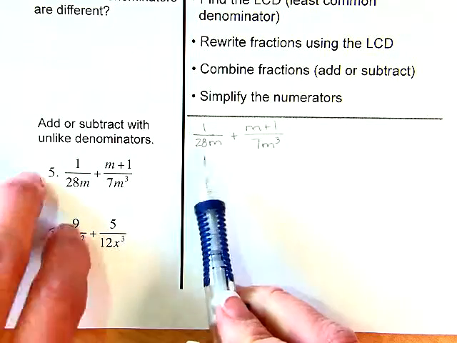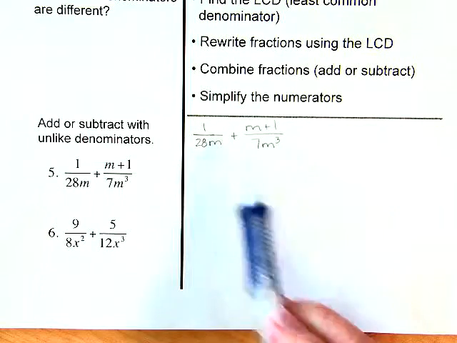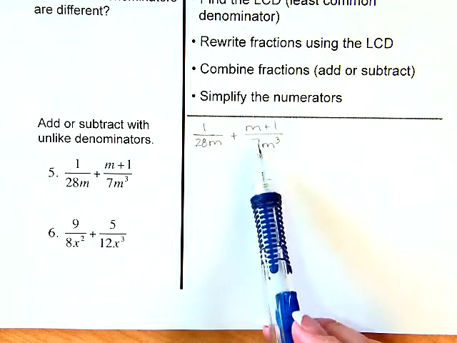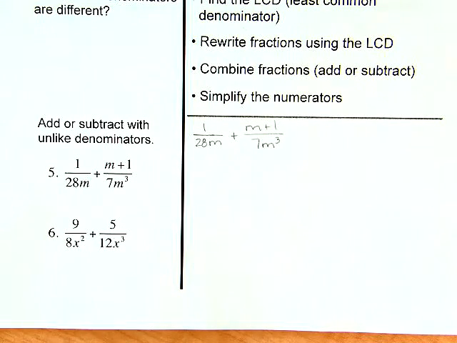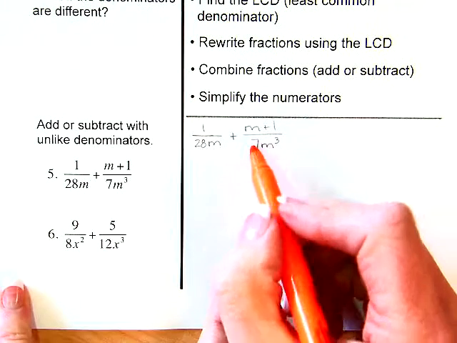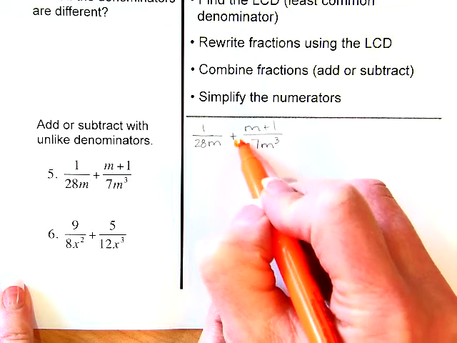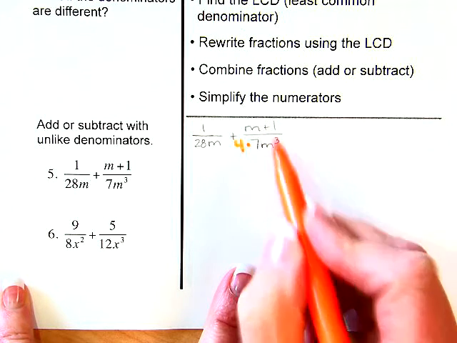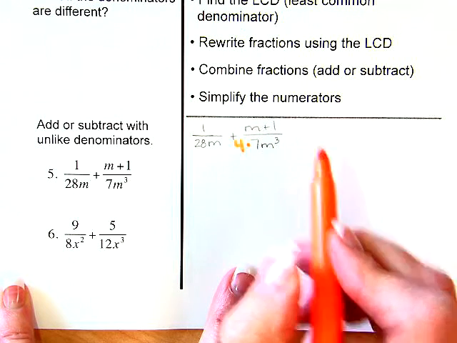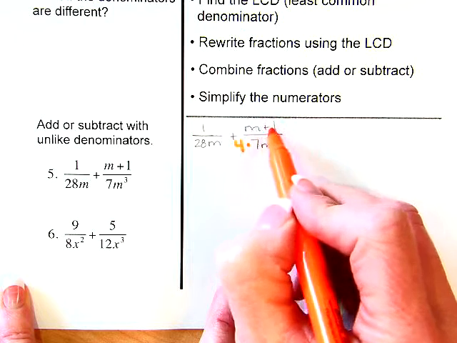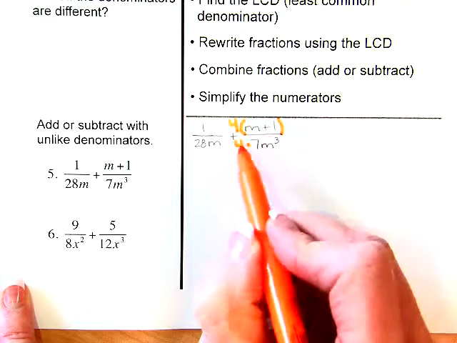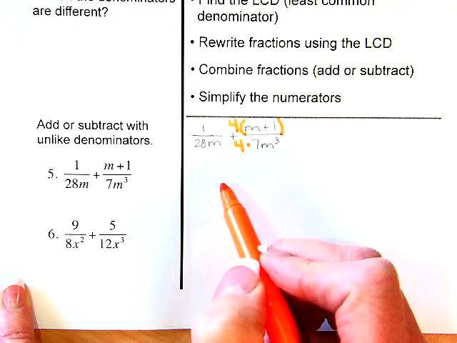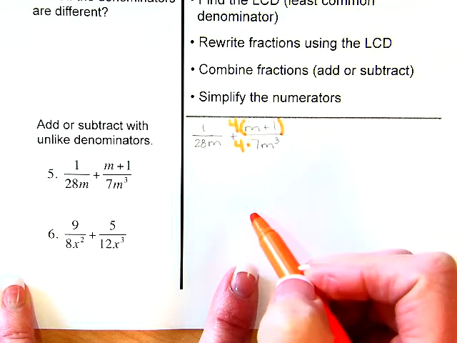All right, so just think about 28 and 7. You want to have the same exact number. Well, you know that 7 times 4 is 28. So basically what I'm going to do is multiply this bottom by a 4 to get a 28. But this is a binomial up here, so before I multiply by 4, I need to be sure that I group it. So notice I'm going to distribute.